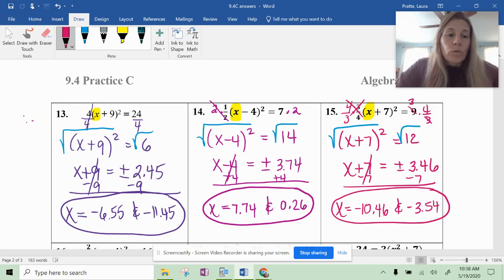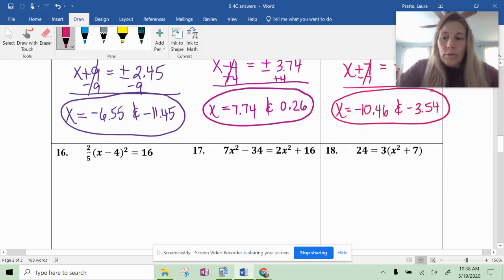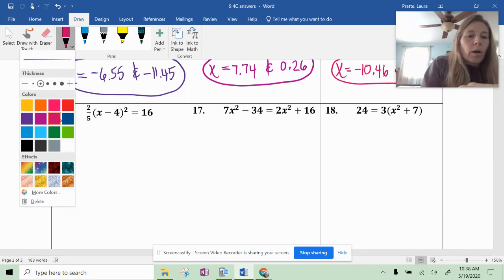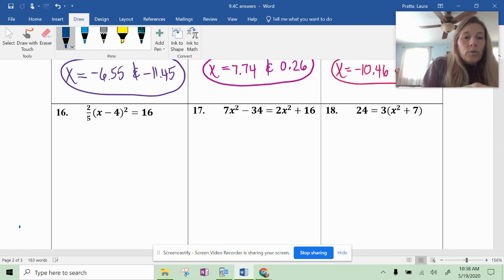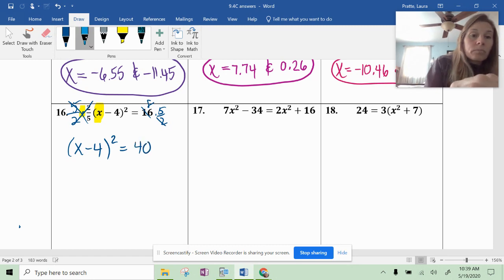Okay, so we'll just do a few more for practice. There's a couple others that are snuck in here that are a little bit different. So I'm trying to hit all the different types that you could come across. Okay, so number 16 is another one of these fraction ones. So you're going to multiply by the reciprocal, which would be 5/2. So then you're left with x minus 4 squared, and then 16 times 5/2 works out to be 40.